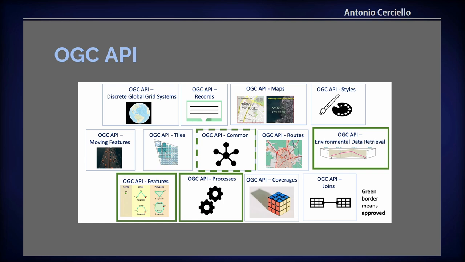And indeed, we have different APIs covering different use cases. It's a work in progress with some of them, but there are already approved standards like OGC API Features, Processes, and Environmental Data Retrieval.